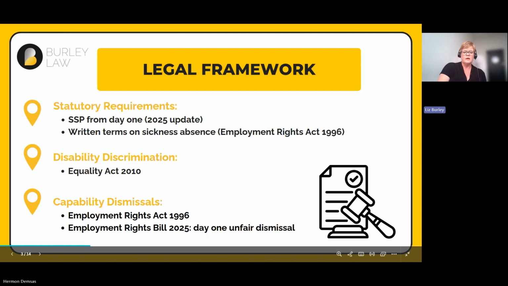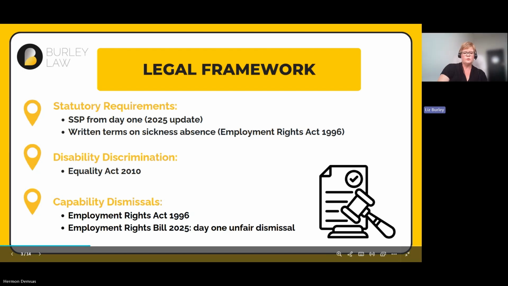And then more widely, under the Employment Rights Act, the law on unfair dismissal. So anybody currently with 2 years or more of continuous employment in the same job with the same employer has the right to claim unfair dismissal if their employment is brought to an end, if they're dismissed. We use language like let go, terminated, shown the door. Any of those will count as a dismissal for the purposes of unfair dismissal law.